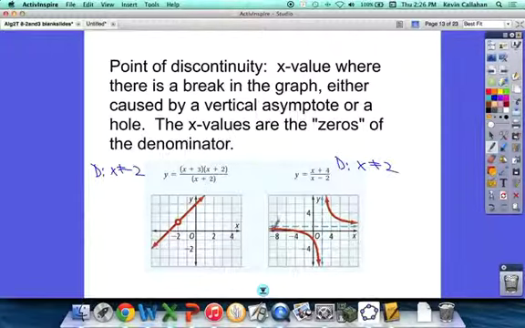Just like in inverse variations, I'm going to draw one branch, and I'm going to pick up my pen, and I'm going to draw the other. Points of discontinuity come from the zeros of the denominator. But they look different because notice the similarity. Notice what's different in this one. Can you pick it out?